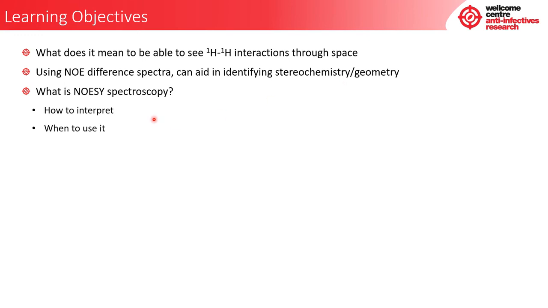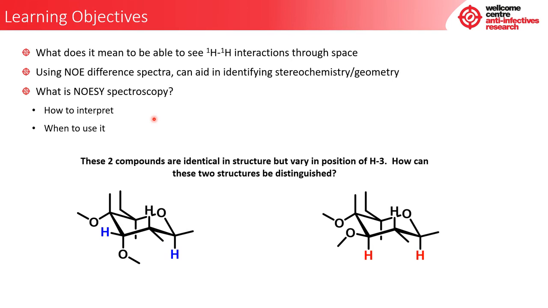So what is NOESY spectroscopy? We want to be able to understand how we interpret it, where the information comes from, and when we should be using it. An example at the bottom is of two compounds that are identical in structure, but they vary in one position only, given by H3, which is located here on both diagrams. You can see that the protons in this diagram are on opposite faces, whereas the protons in this diagram are on the same face. And the NOE or the NOESY experiment can help identify this.